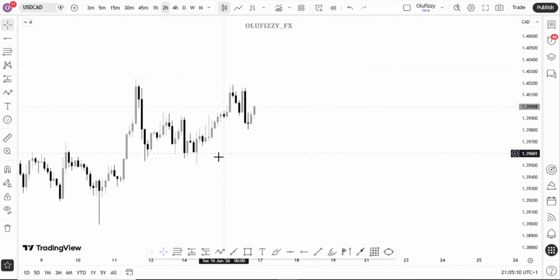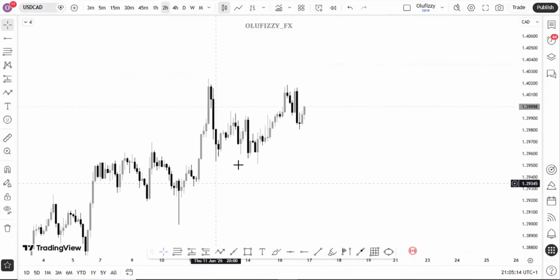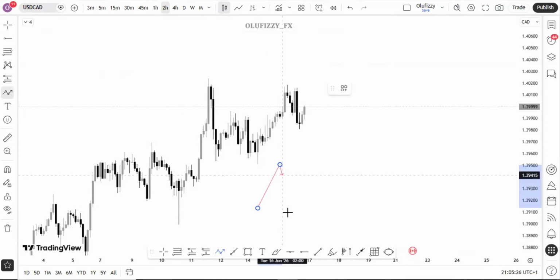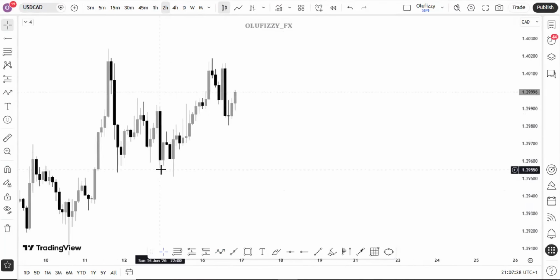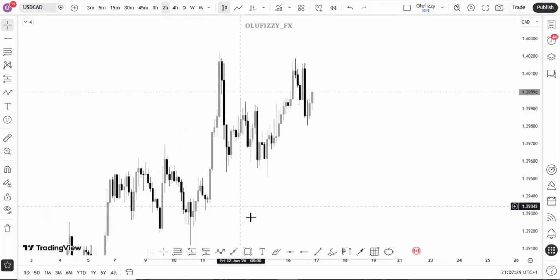So we're going to be taking a look at market structure in this video. If you have been following from the past video I made about market structure, I explained the basic notation in the previous video. But in this video, we're going to be taking a look at market structure on the live chart, and how you can mark structure on your charts.